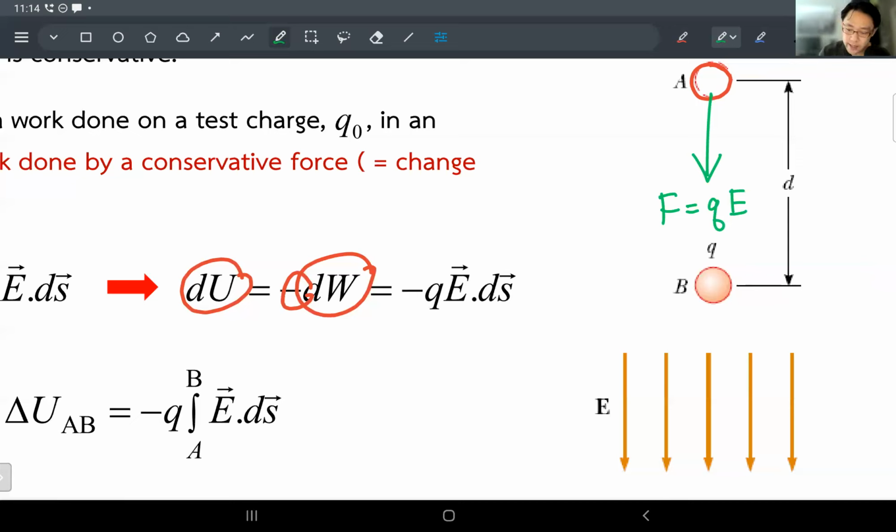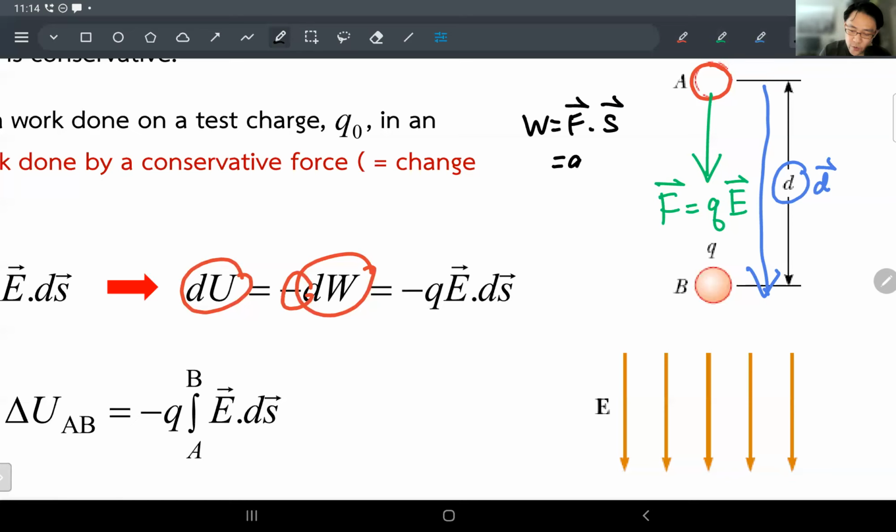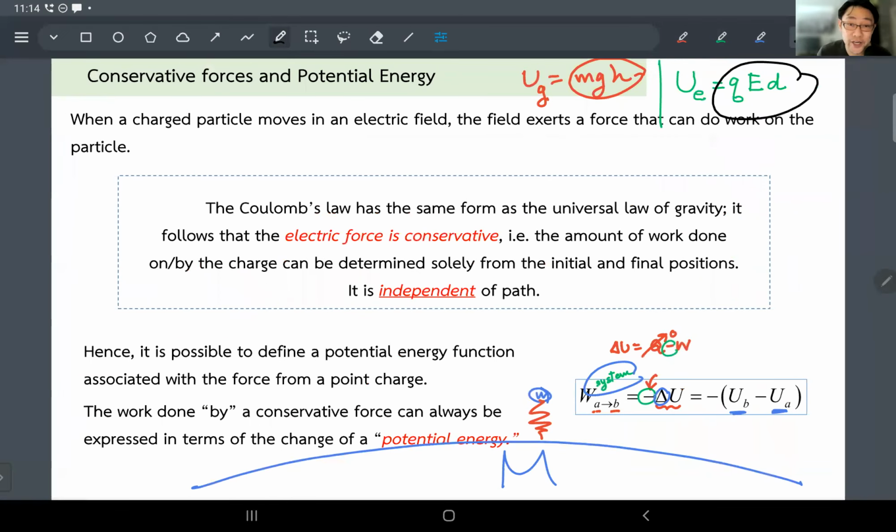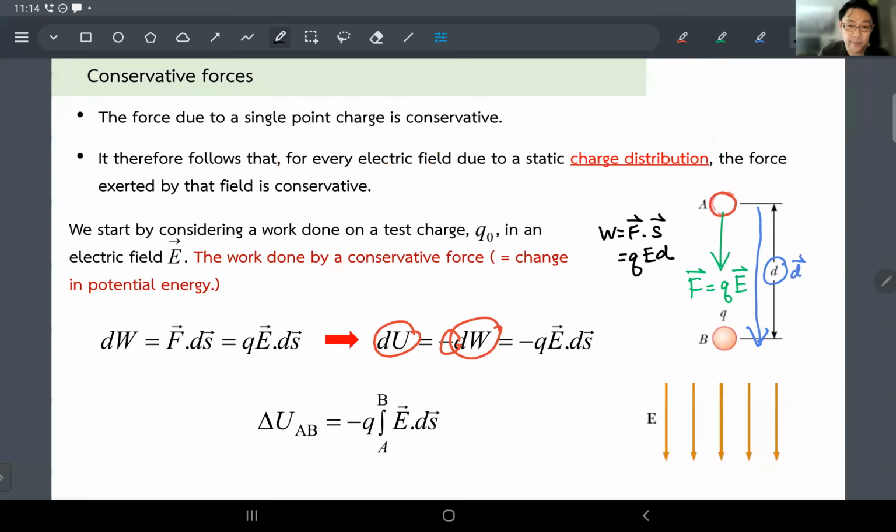How much work is being done is just, see, you move from A to B. Your distance D has a direction that is downward. So your displacement is pointing down. So you take the F vector, which is just the Q times E vector, and then you do the dot product with the D vector, right? So the work done is just F dot the displacement S. In this case, it's just going to be Q, E, D. Got that one? Almost there, guys. We got all the terms defined here. It's almost done here. All right.